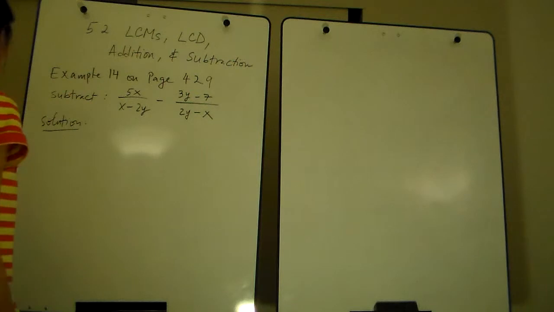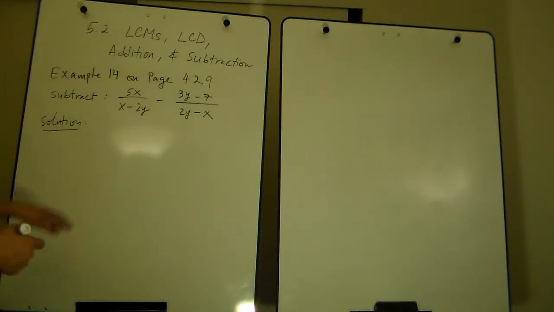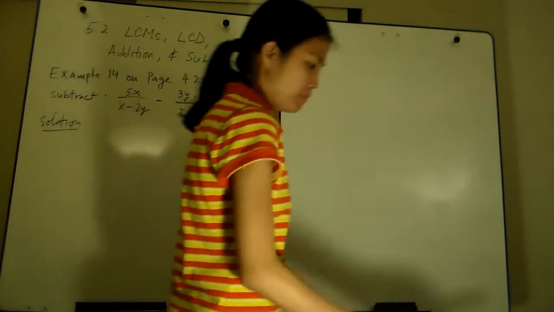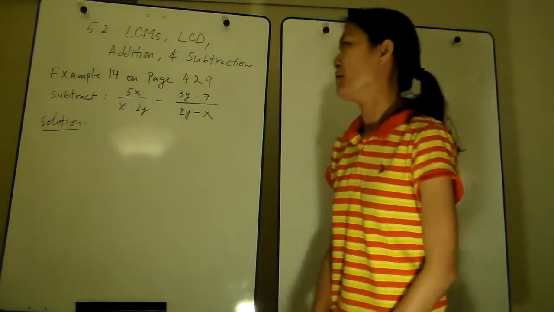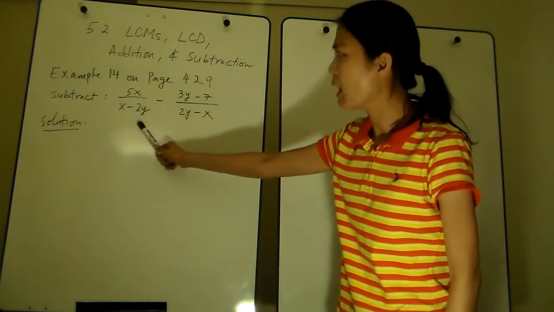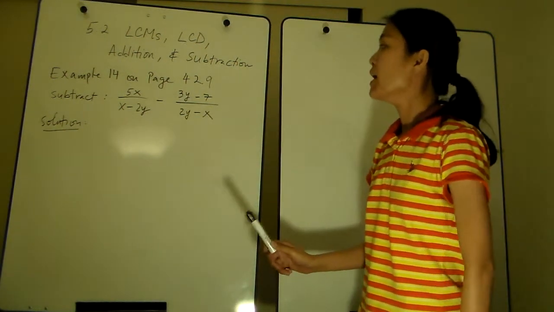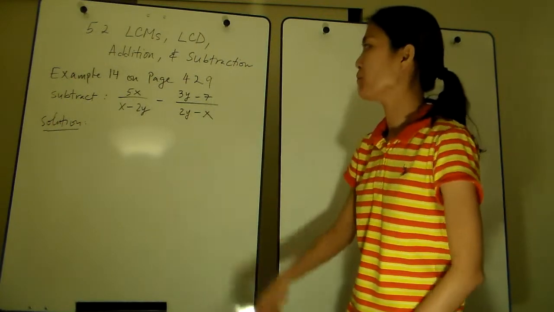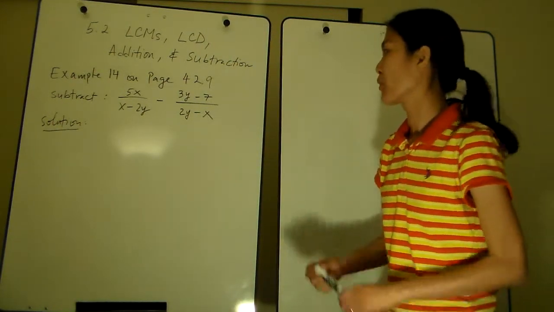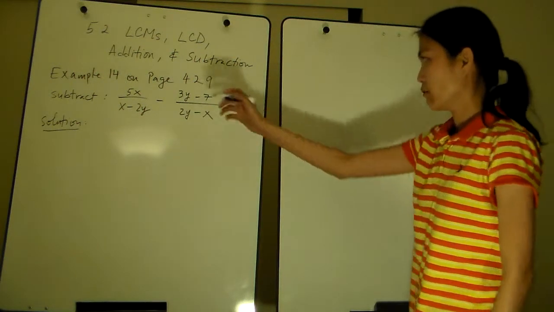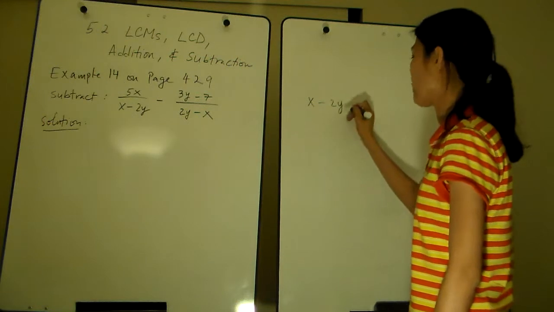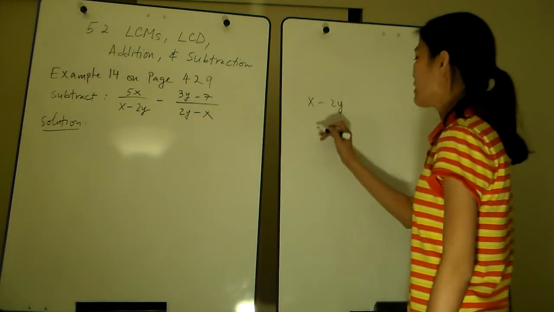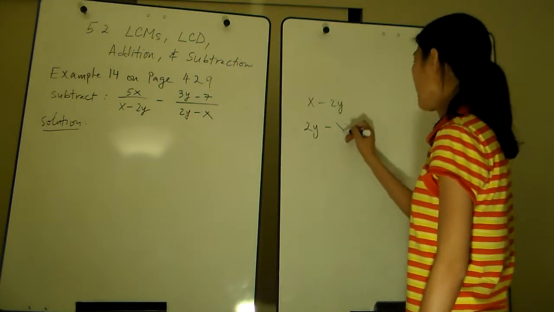Example 14 on page 429. Subtract this fraction and this fraction. To subtract the two fractions, one thing you need is that the denominator of the first fraction and the denominator of the second fraction both have to be the same. For the first fraction, the denominator is x minus 2y. For the second fraction, the denominator is 2y minus x.